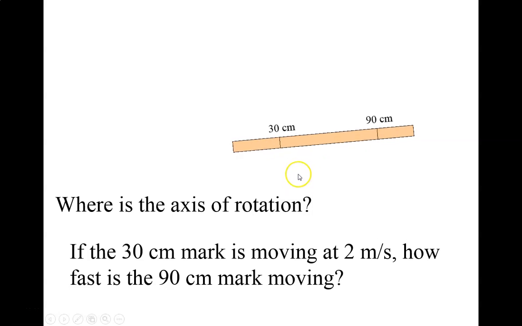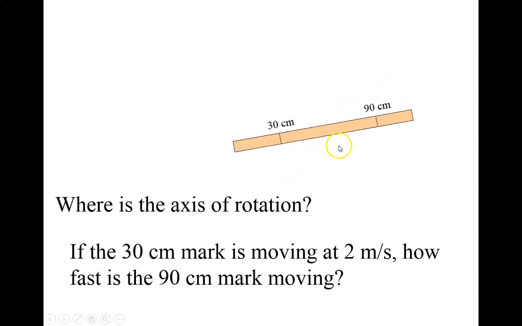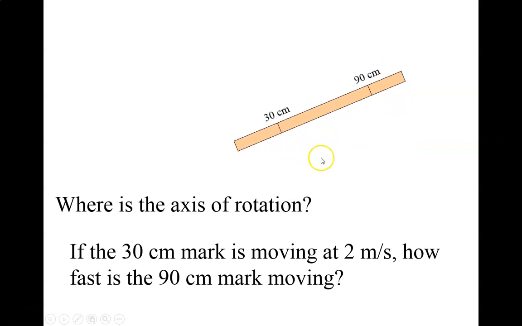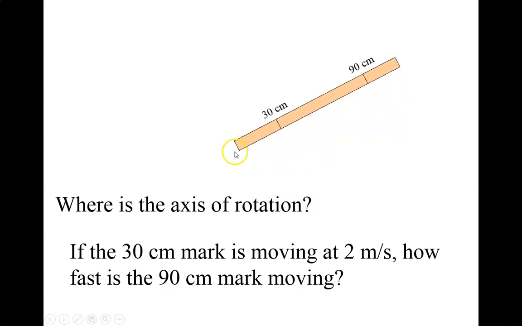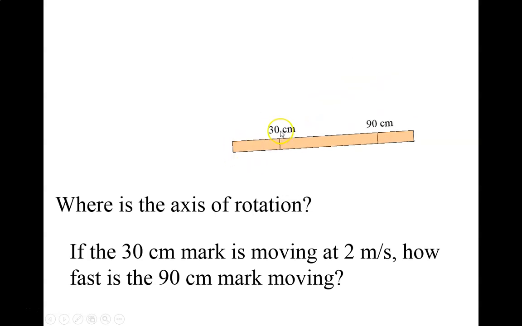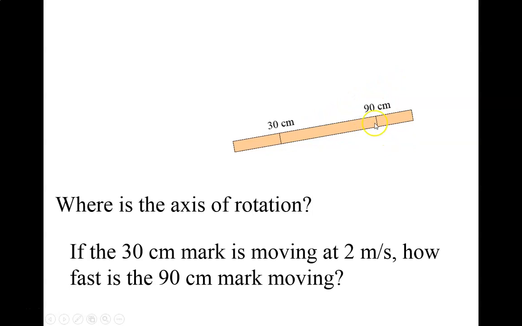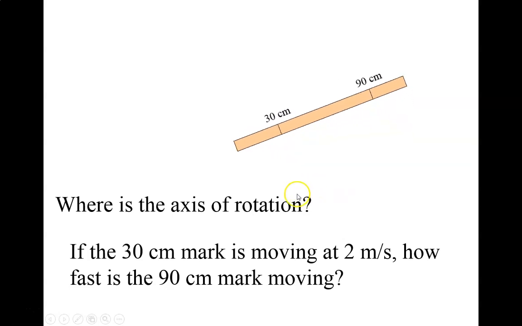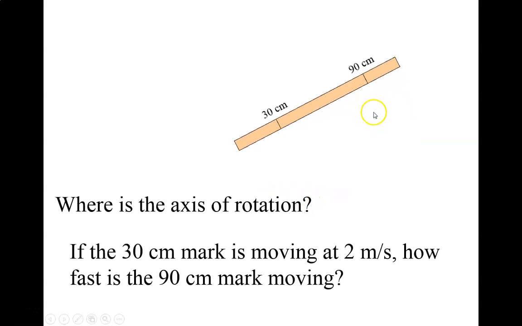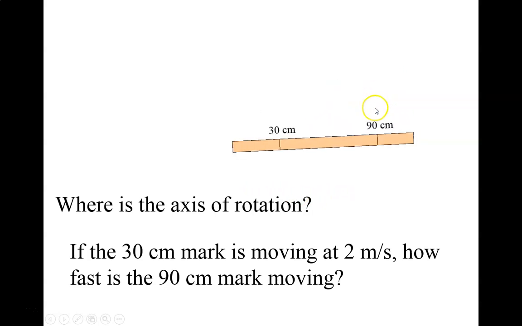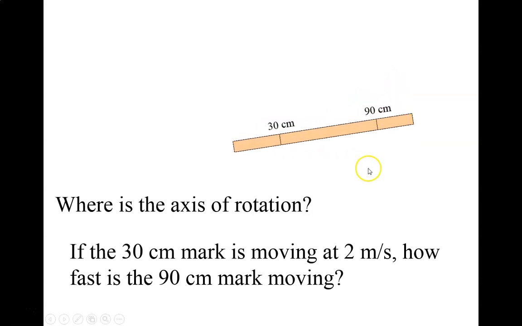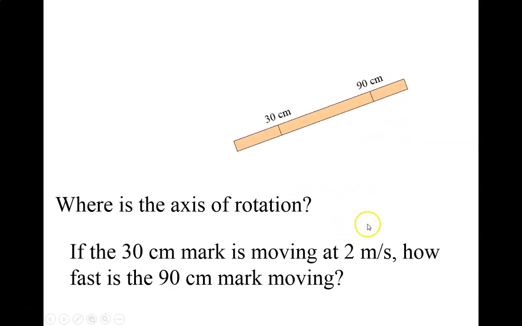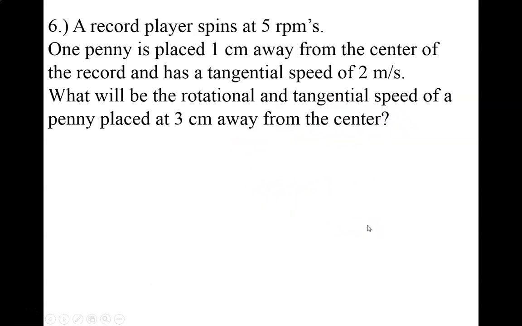So here we've got a meter stick that's moving at some speed, let's say 2 meters per second. How fast is the 90 centimeter mark moving? So this is my axis of rotation here. This is 30 centimeters away from it, and this is 90 centimeters away from it. If this is 3 times as far, which it is because it's 90 instead of 30, it's going to have 3 times the tangential speed. So instead of moving at 2 meters per second, it's going to move at 3 times that, or 6 meters per second.